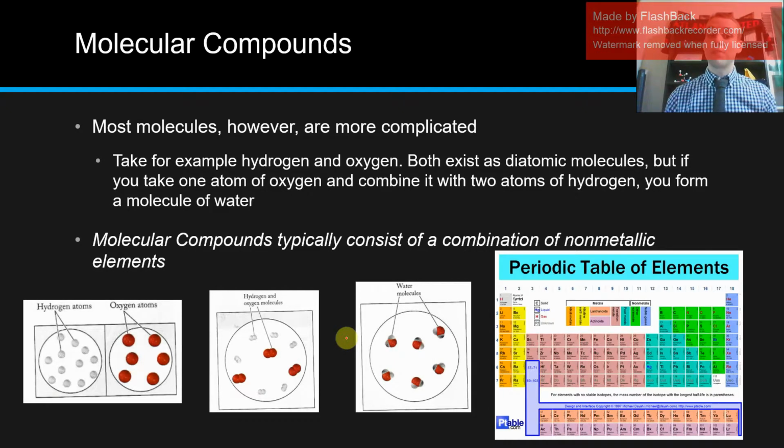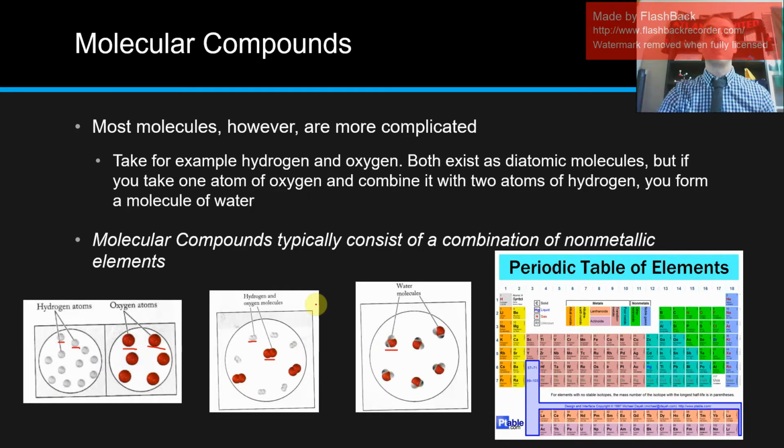We take our hydrogen and oxygen, both of which exist as diatomic molecules. We combine them, one atom of oxygen with two atoms of hydrogen to form a molecule of water. Right? We can see that demonstrated in the pictures at the bottom of the screen. We have our single hydrogen atoms and our single oxygen atoms, our diatomic hydrogen and our diatomic oxygen, and our water molecules, where we've now taken one oxygen and two hydrogens to form that molecular compound.